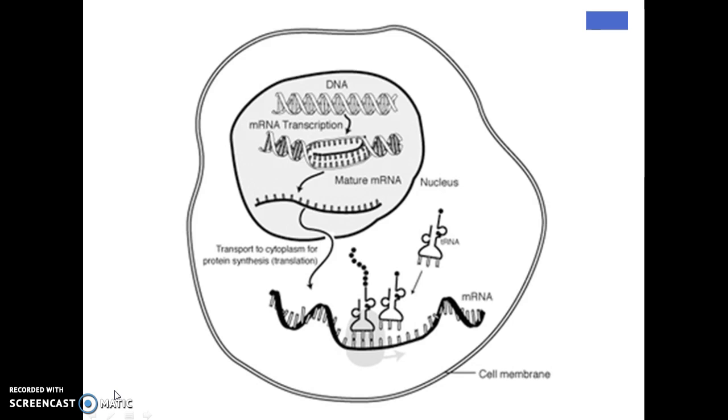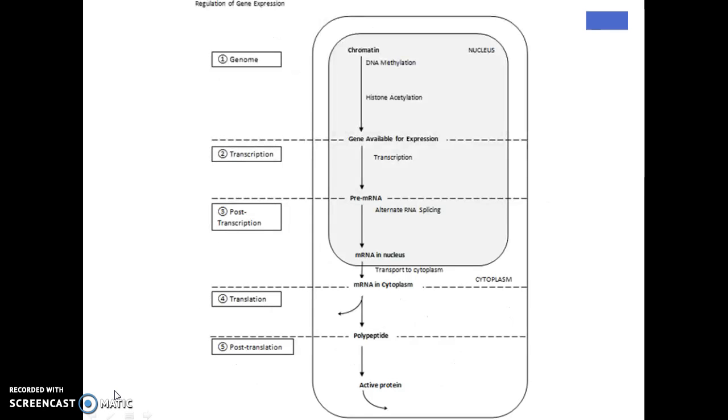What that really means is that we can turn this process on or off, or speed up or slow down this process at a bunch of different steps along the way. When you look at your notes, you can see the 5 places that we can turn the process on or off, or speed it up or slow it down.